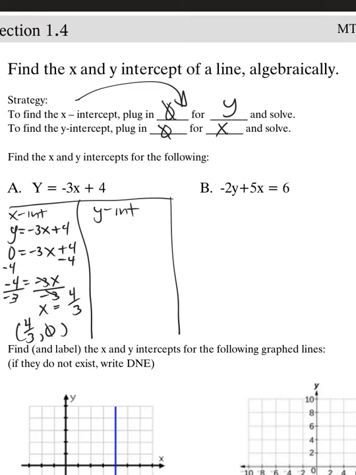There's the x-intercept. For the y-intercept, we're plugging in 0 for x, so my ordered pair is going to have 0 in the x box.